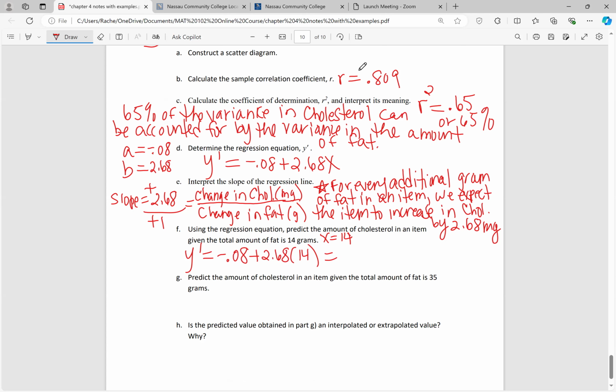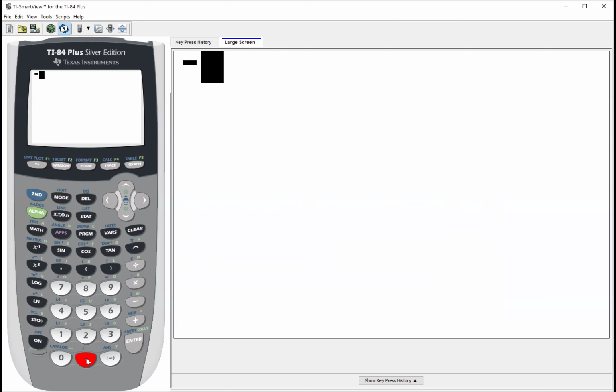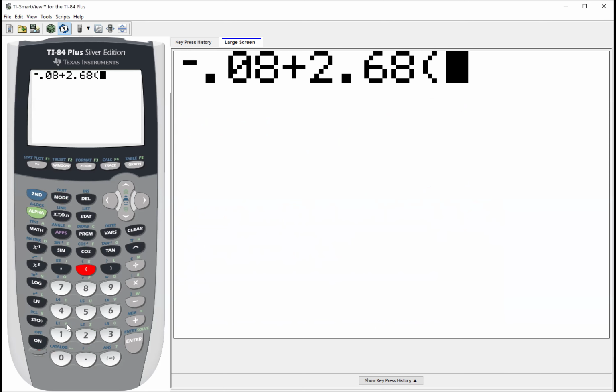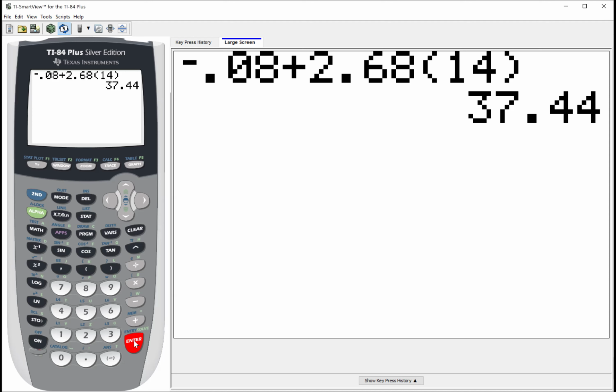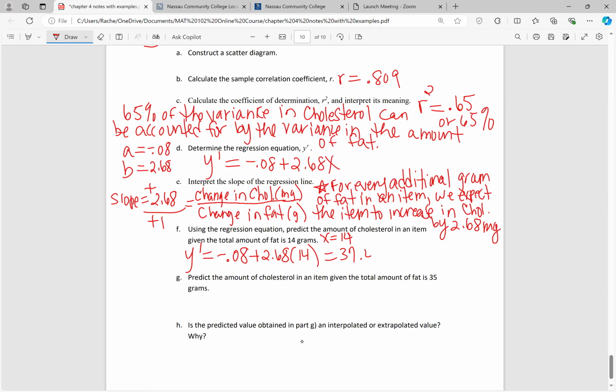So let's plug into the calculator. So we have negative 0.08 plus 2.68 times 14. And we get about 37.44. And we're predicting the cholesterol, and the cholesterol is in milligrams. So it's going to be about 37.44 milligrams.